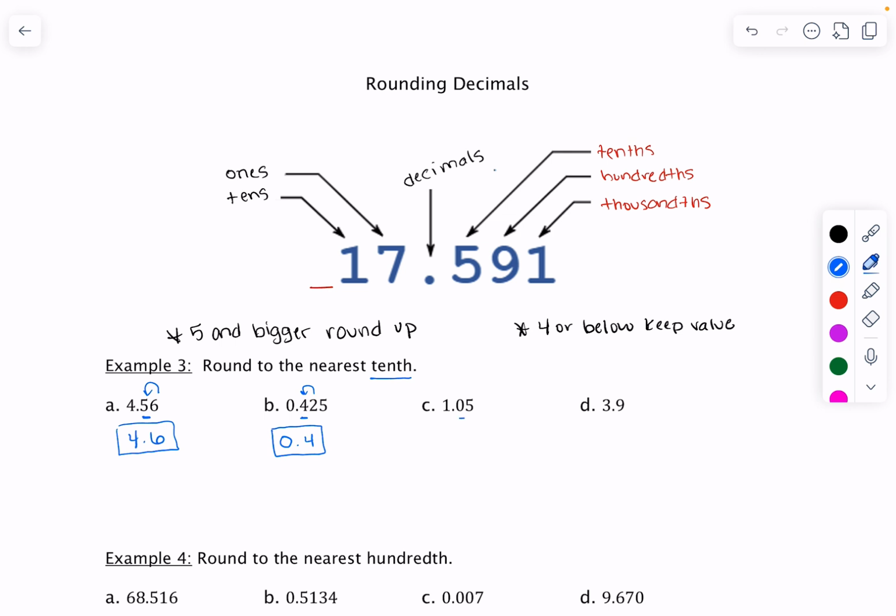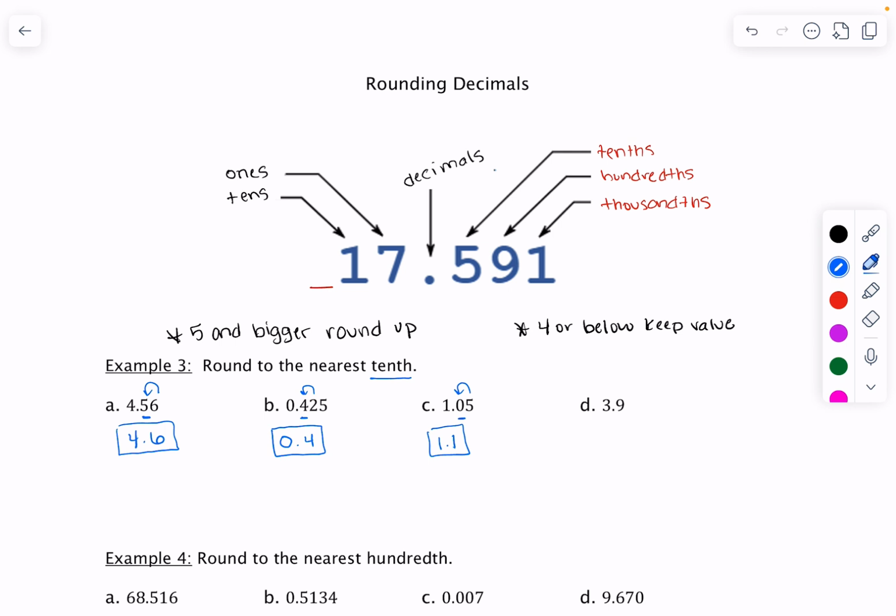Okay. Letter C, underline the 0. Take a look at that 5. Does that 5 make that 0 go up? It sure does. So I'm going to have 1.1. You only increase it by 1 digit. So if it's a 1, it would increase to a 2. 2 would increase to a 3, etc.